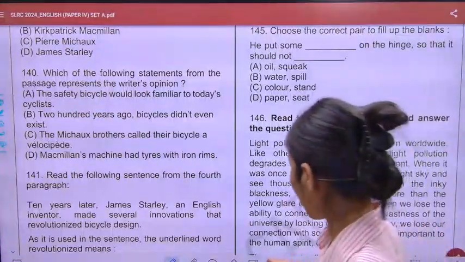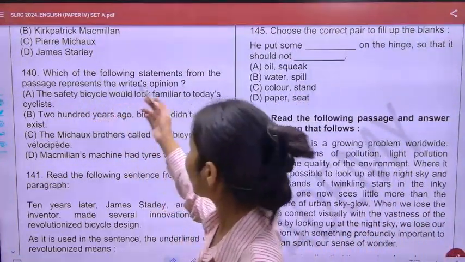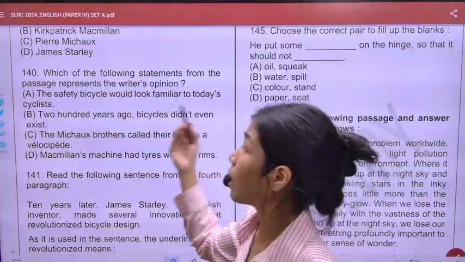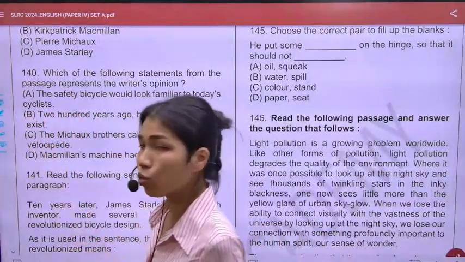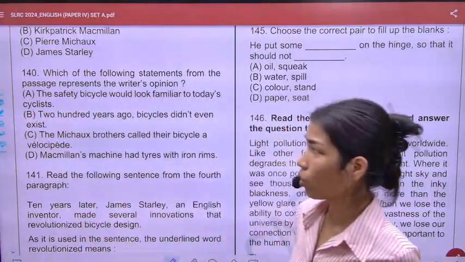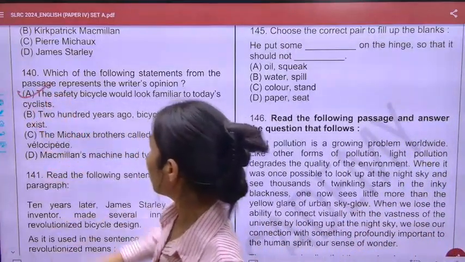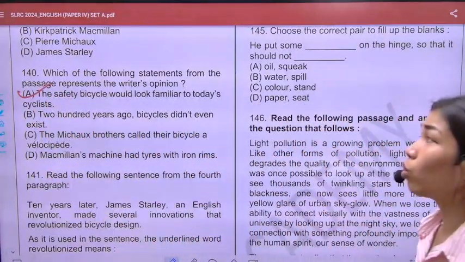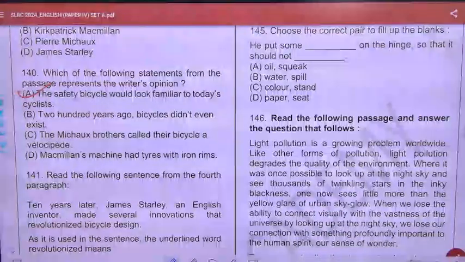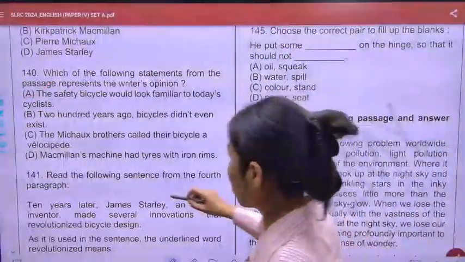So which of the following statements from the passage represents the writer's opinion? The one that shows the writer's opinion according to the passage should be option A, the safety bicycle would look familiar to today's cyclist. Let's move to the next question.